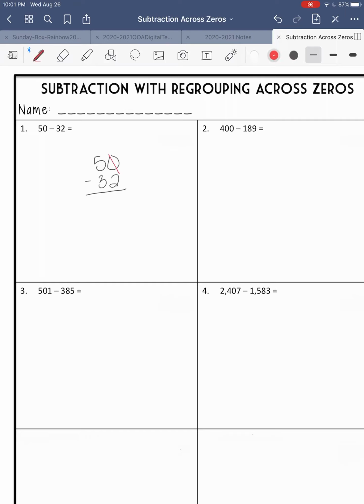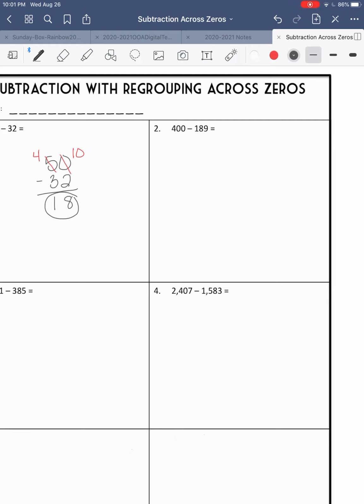So my 0 is going to become a 10, and I borrowed from my 5, so my 5 becomes a 4. And then I can subtract. So 10 minus 2 is 8, and 4 minus 3 is 1. So my answer is 18.